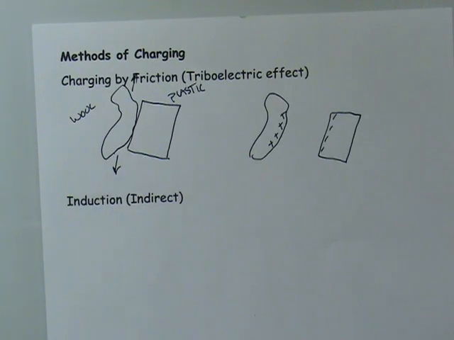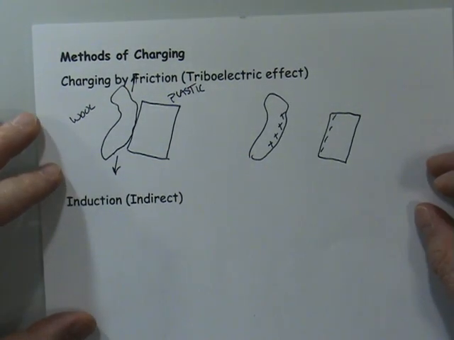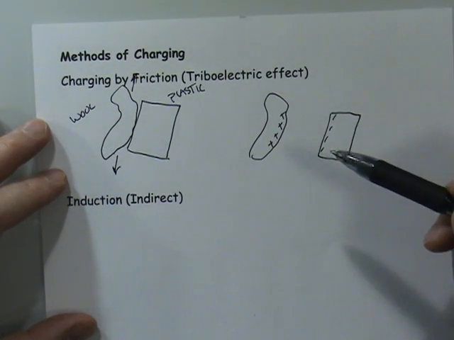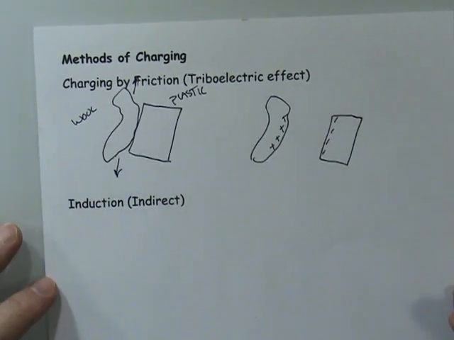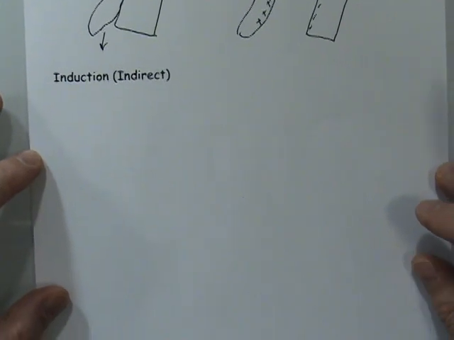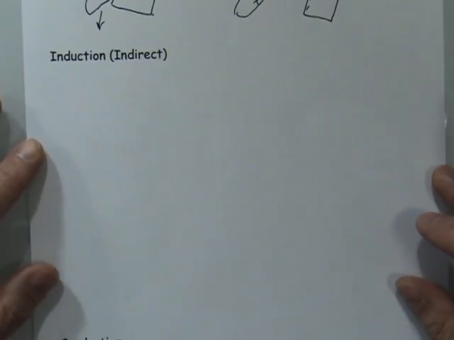And because they were not able to leave the car, they did not leave until I touched them and allowed them to escape the car. That's a direct method of charging. Now, an indirect method of charging, which is called induction, is a little complicated.